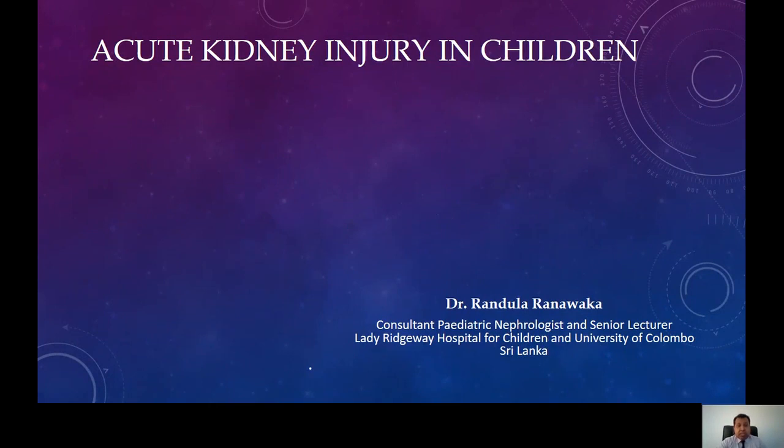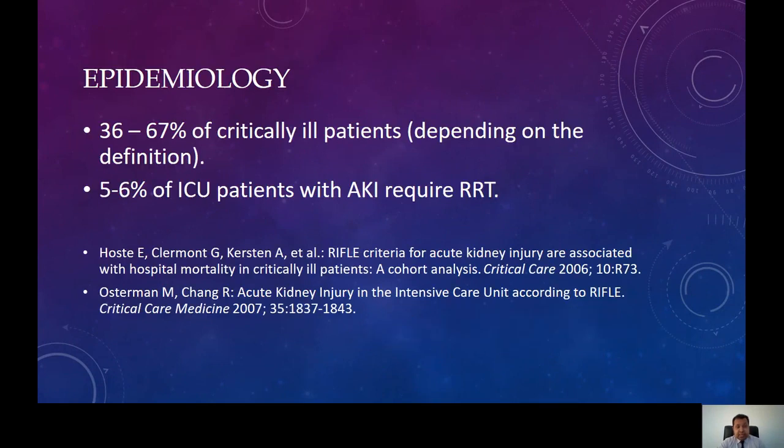To start with, we look into the epidemiology, mainly in the critical care setting, because we all know that the AKI risk is very high in critically ill patients. If you look at this epidemiology study data, about 1/3 to 2/3 of critically ill children are predisposed to acute kidney injury. But the percentage of children who need renal replacement therapy is only about 5 to 6% of intensive care unit patients. Therefore, even though we see acute kidney injury in a higher percentage of critically ill children, the percentage who need renal replacement therapy is far less compared to the main figures.